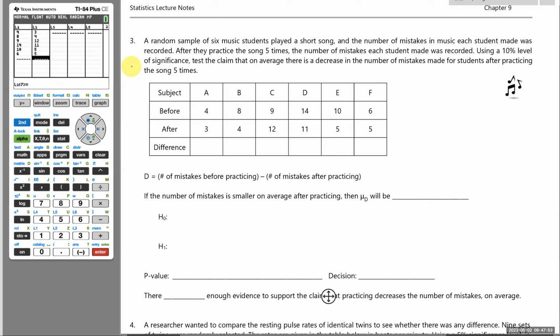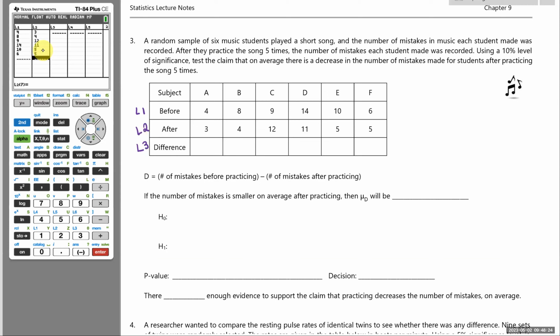All right, so we'd like to know if practicing improves their performance here, so they make less mistakes. And I've gone ahead and entered my subjects' number of mistakes before in L1, and each subject's number of mistakes after practicing. And I'll go ahead and put those differences in L3.